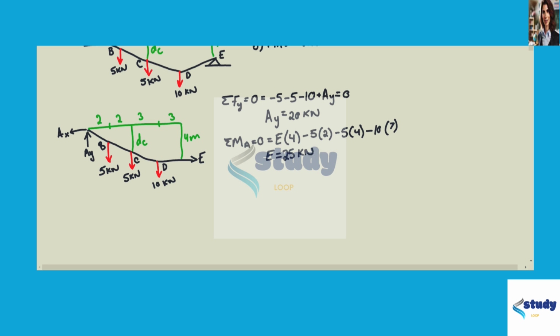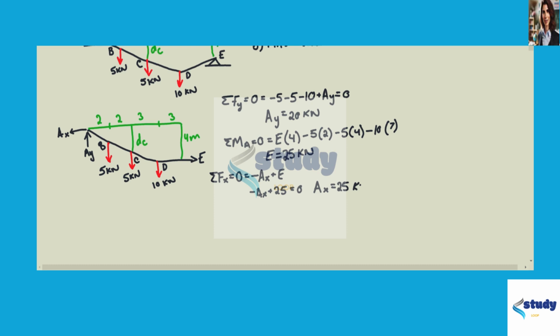So now we can do the sum of forces in the X direction, set that equal to 0. So we know AX is in the negative direction, plus E, which is in the positive direction. So negative AX plus 25 equal to 0. So AX is negative 25 kilonewtons.